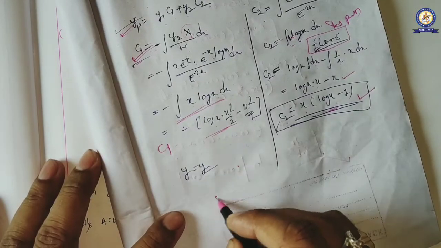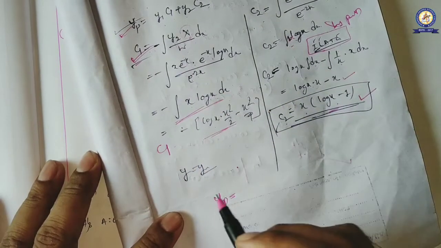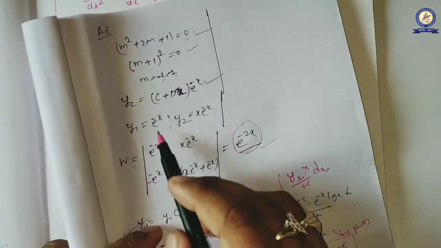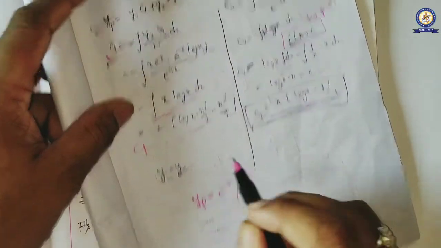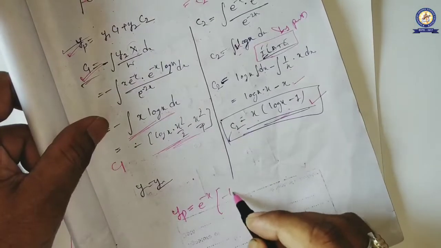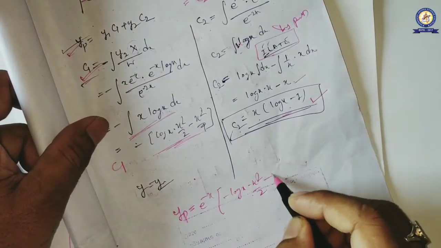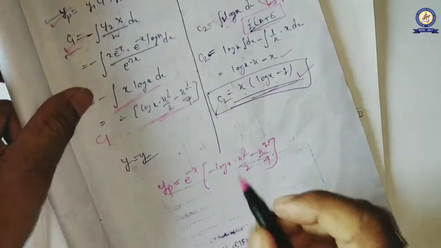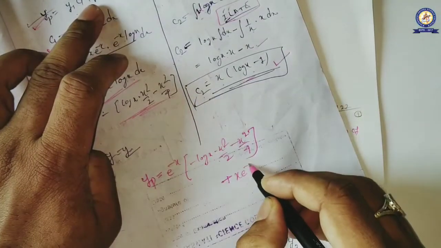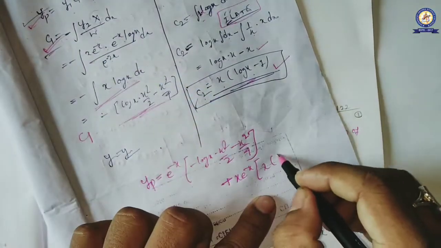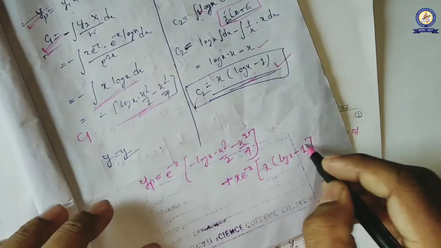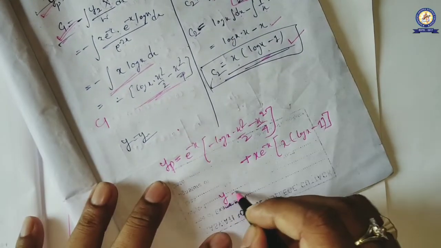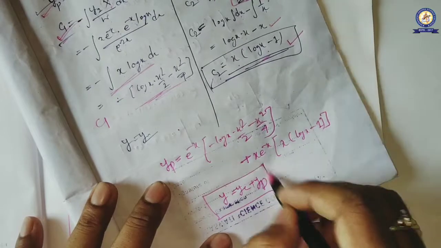So now yp will be equal to y1 into c1. y1 means e to the power minus x into c1, which means this one, minus log x into x square by 2 minus x square by 4. Then y2 c2. y2 is nothing but x e to the power minus x. c2 is nothing but x into log x minus 1. Then the general solution will be y equal to yc plus yp. Okay, complementary function we already found like this.